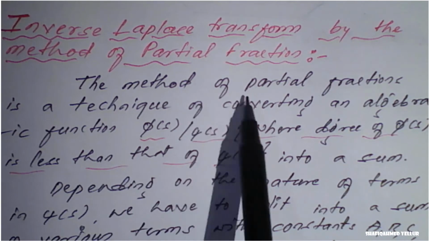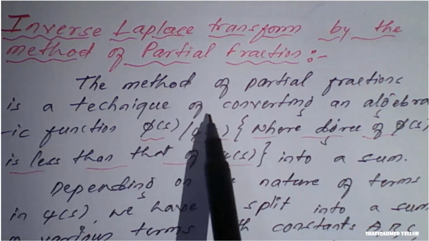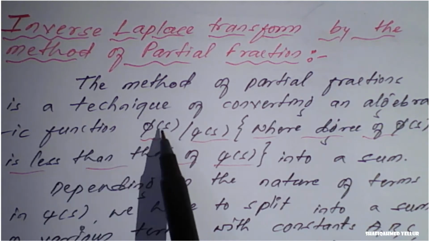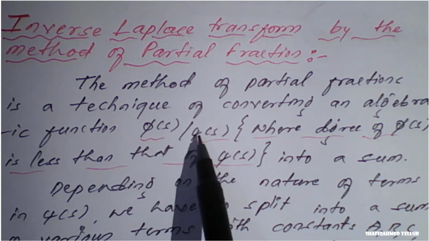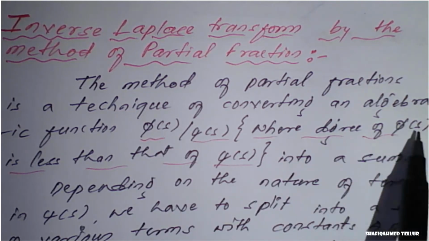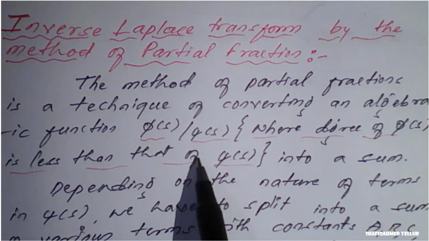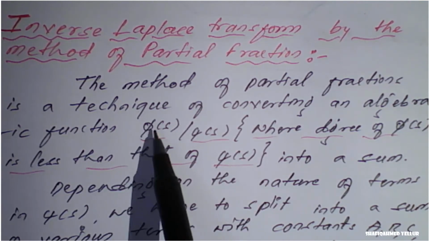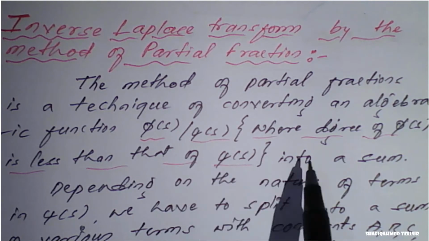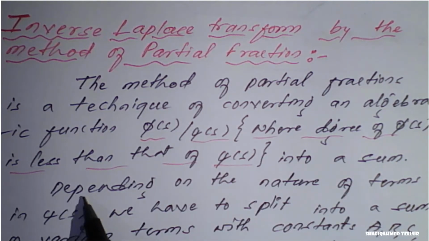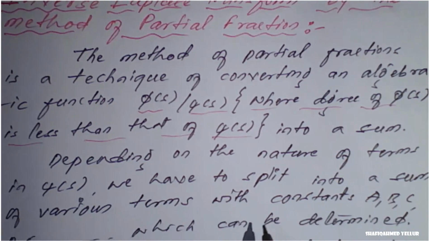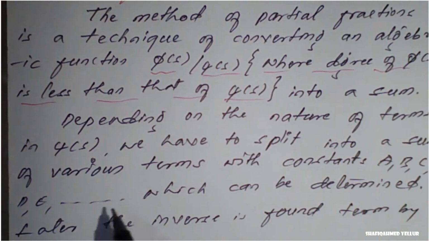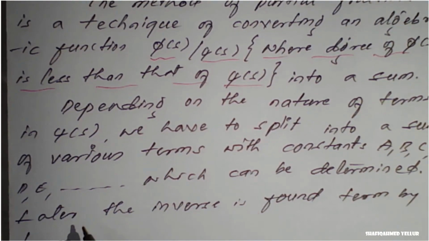This method of partial fraction is a technique of converting an algebraic function into p by q form, which is a fraction where the degree of the numerator is less than the degree of the denominator. In such cases, depending on the nature of the terms in the denominator, we have to split into a sum of various terms with constants a, b, c, d, e, and so on, which can be determined later. The inverse is found term by term.